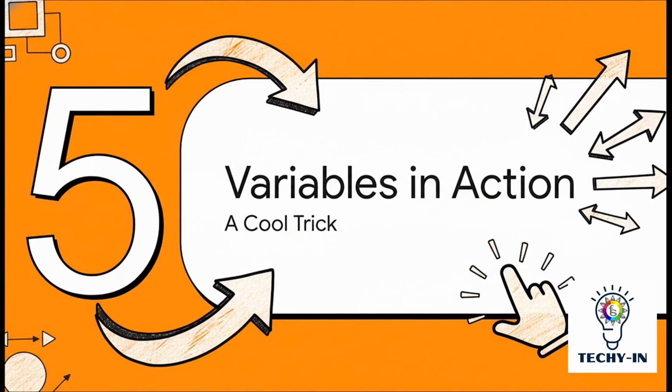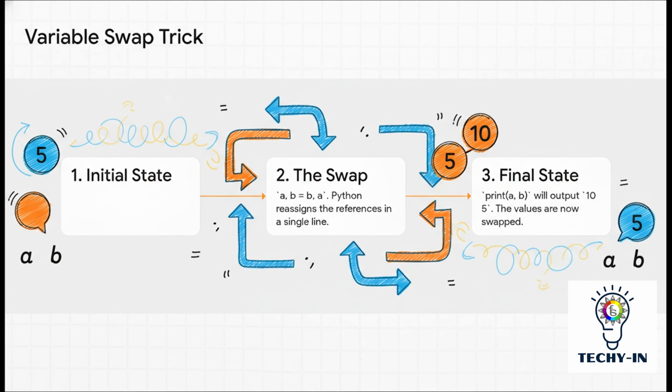Okay, now that we understand this core idea of variables as pointers, let's see how it unlocks a really elegant and practical trick that you'll actually use. Check this out. In a lot of other programming languages, if you want to swap the values of two variables, you have to create a third temporary variable just to hold on to one of the values. It's kind of clunky. But in Python, because of how it handles these pointers, you can swap them in one single, beautiful, and totally intuitive line of code.